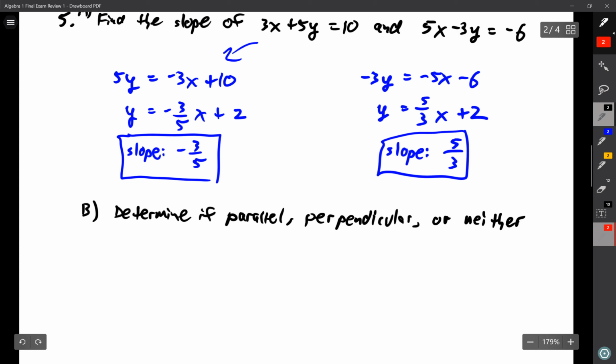All right, well, parallel, they need to have the same slope to be parallel. So the same slope would be like a slope of -2 and -2, or a slope of 4/3 and 4/3. Okay? Perpendicular, what we say is the slopes are negative.